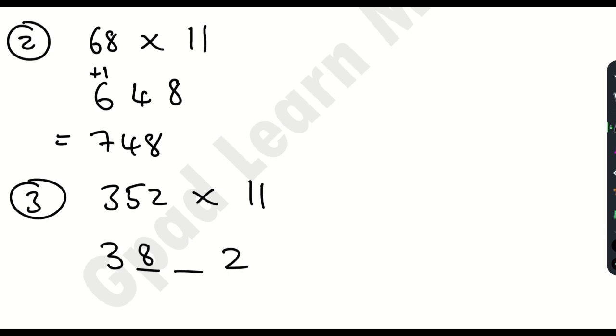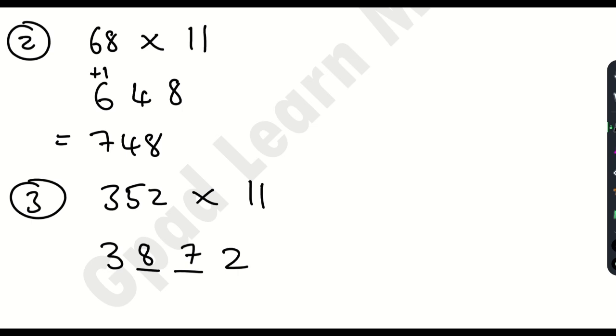Come to the second space. Now you are going to add 5 to the other digit, which is 2. So 5 plus 2 is 7. So you write 7 right here. You see, that's pretty straightforward and easy. So your answer is 3,872.